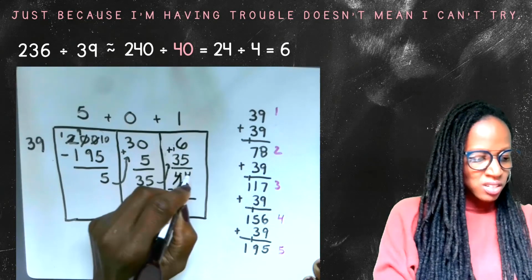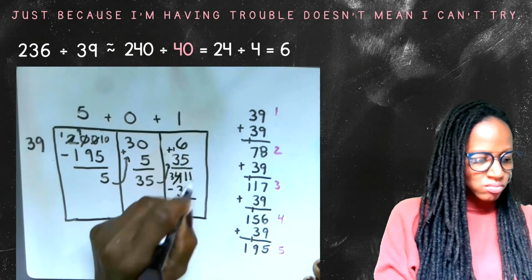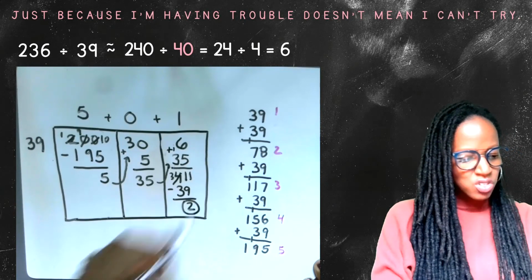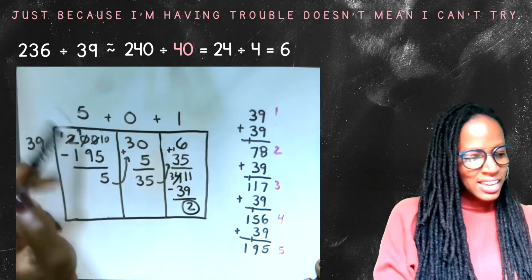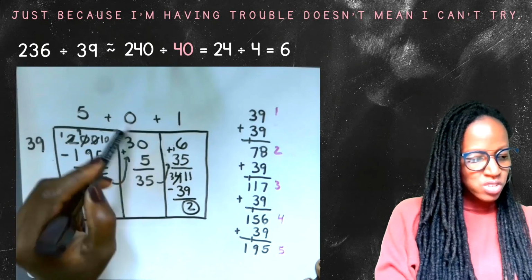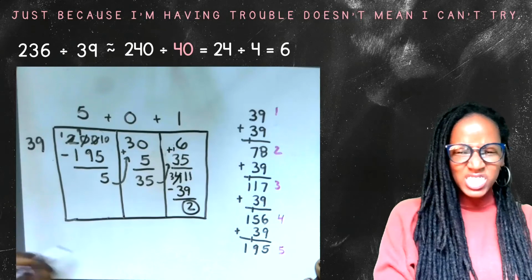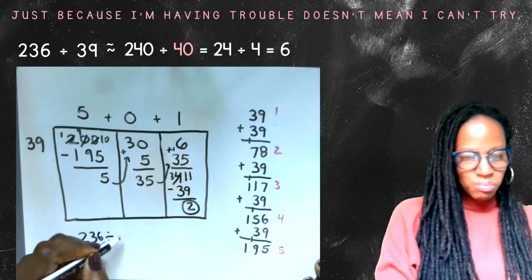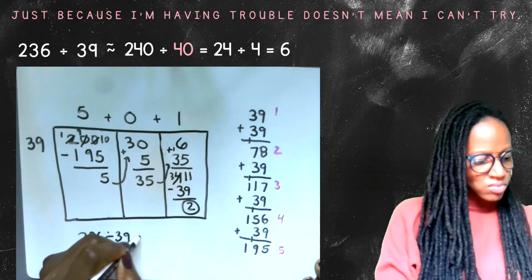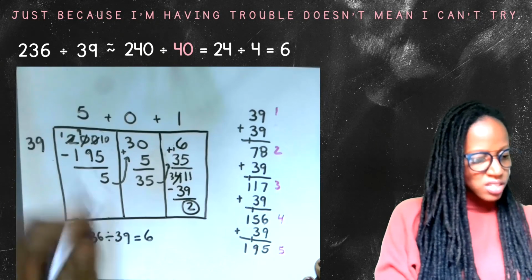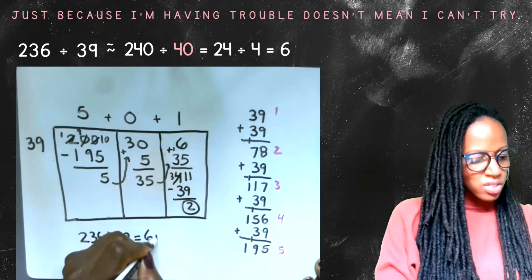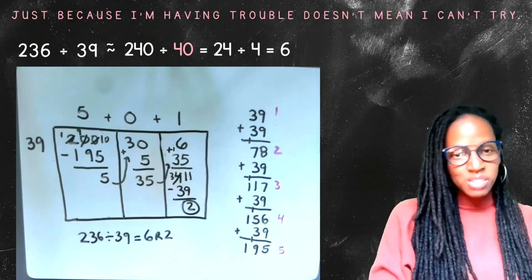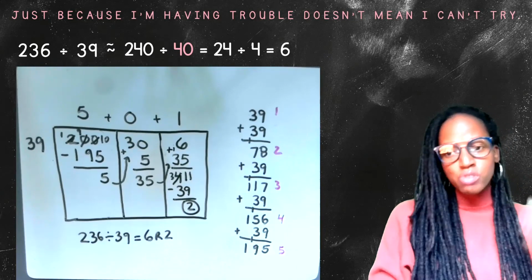That's going to give me 2 remaining. So my remainder, I'm going to circle it here. So my actual answer, 236 divided by 39 equals 6. I can make 6 total groups with a remainder of 2. So that was pretty close. My estimate of 6 as a quotient was pretty close.